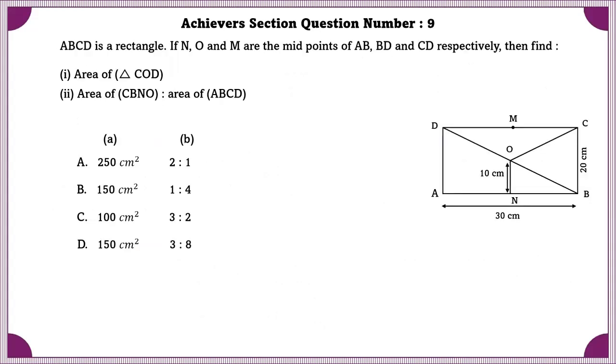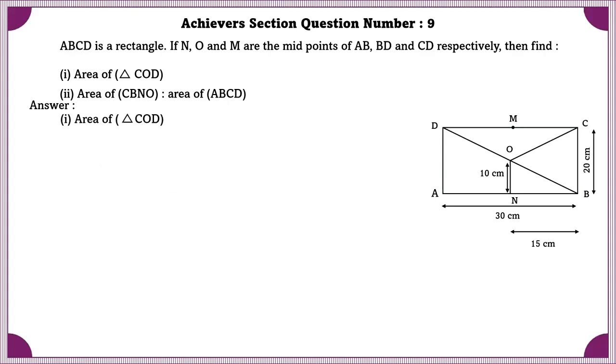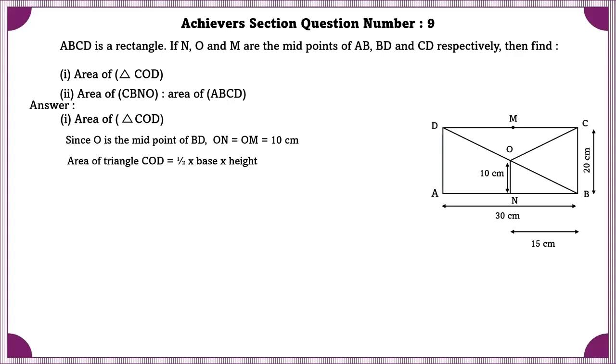Achiever section question number 9. ABCD is a rectangle. If N, O and M are the midpoints of AB, BD and CD respectively, then find area of triangle COD and area of CBNO is to area of ABCD. First, let us find the area of triangle COD. Since O is the midpoint of BD, ON is equal to OM, which is equal to 10 centimeters. Area of triangle COD is equal to 1 by 2 into base into height, that is 150 centimeters square.